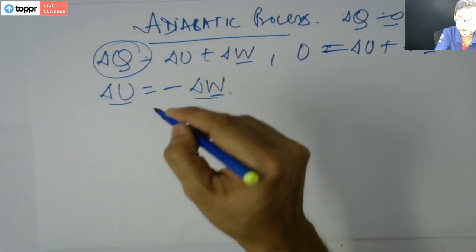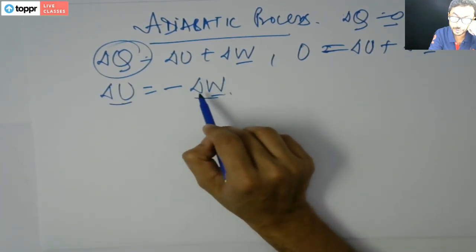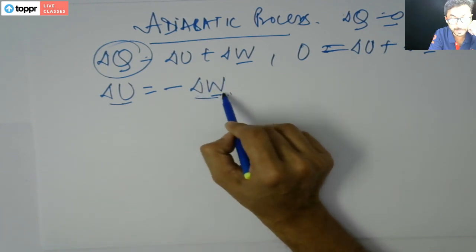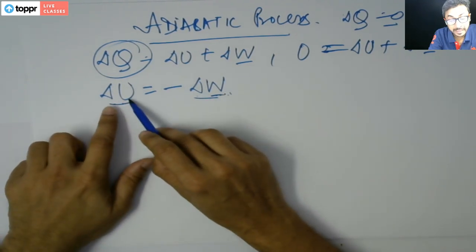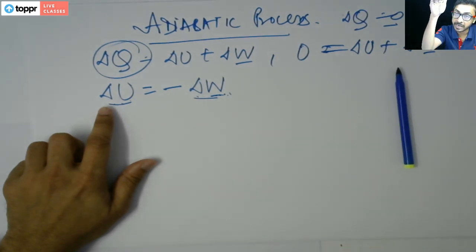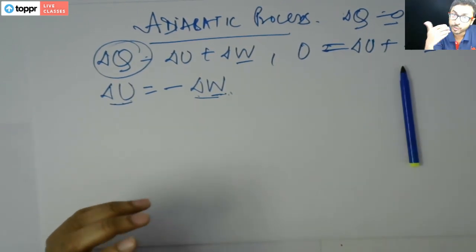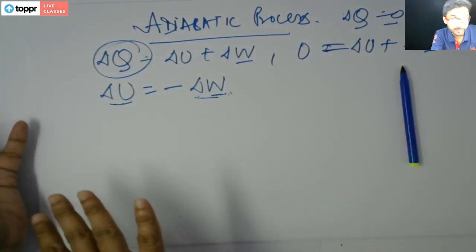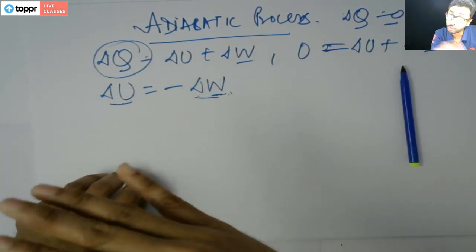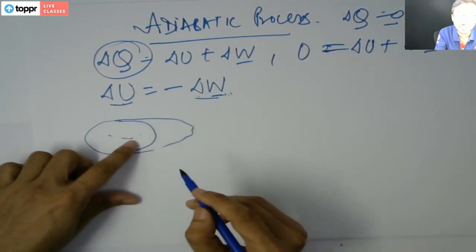Okay, what does this mean? First, let us try to understand. Del U equal to minus del W. So if work is done by the system, that is positive, then internal energy becomes negative, meaning internal energy decreases. What does this mean? That is, it is using up its own internal energy because there is no heat supply. So it is using up its own internal energy to do the work, right? So it is expanding, using up its own internal energy.